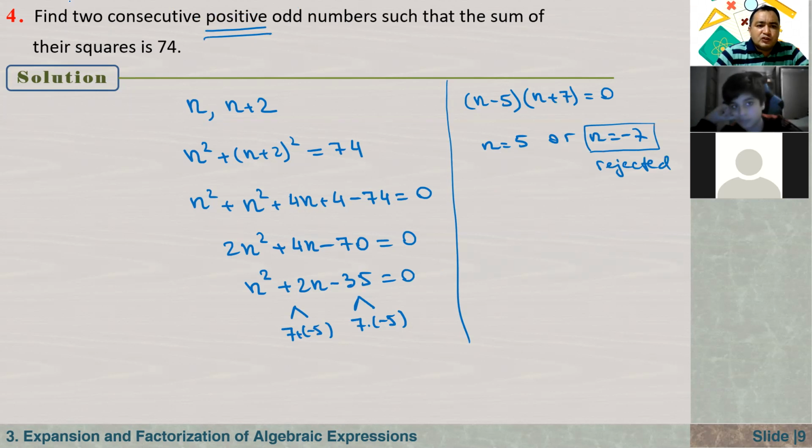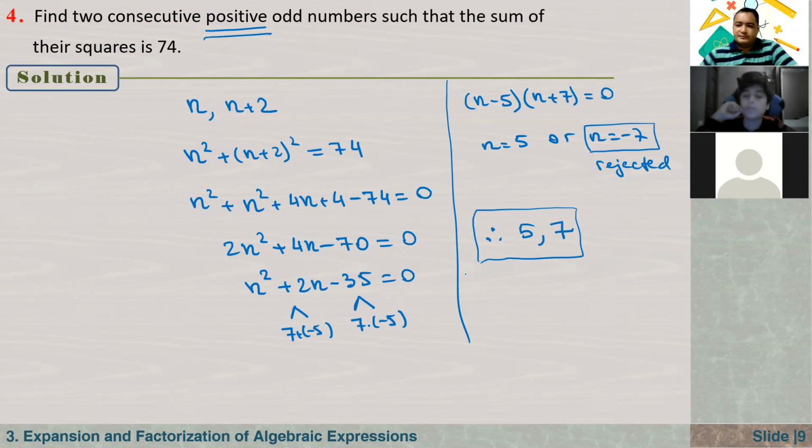It says find two consecutive numbers. So if n equals 5, the smaller one will be 5 and the bigger one is 5 plus 2. We are talking about these two numbers, 5 and 7. But why can't it be 3? It's also consecutive to 5. Because we chose the smallest one as n, and the next number is n plus 2, right?